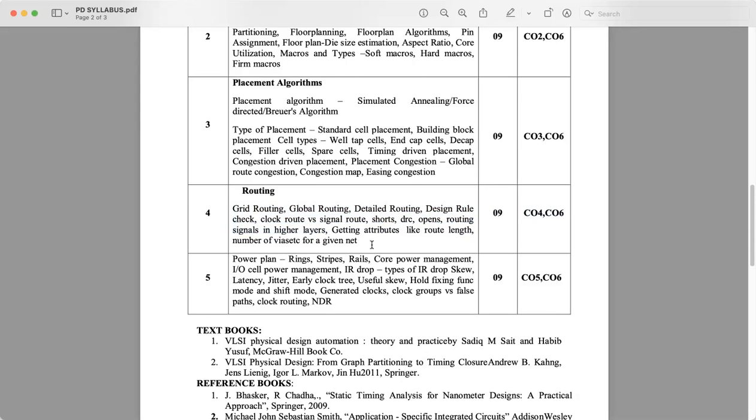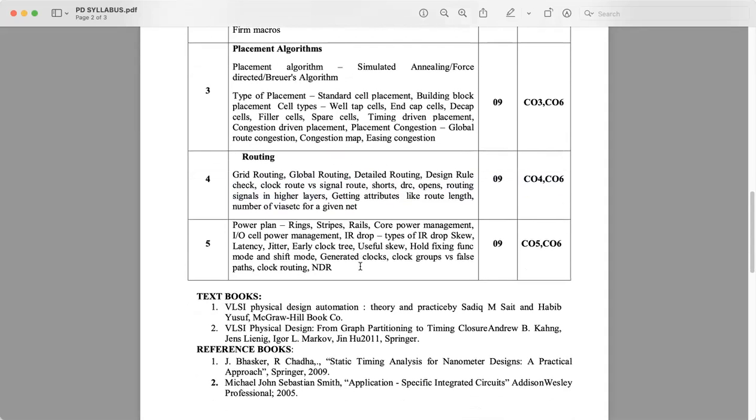for a given net. Next, with respect to power plan, we are going to see how many strips we are going to use, how many rings. These are all power rings, power strips, power rails. Next, how is the power management happening in the core? Then how are IO cells placed? Because whatever pins are placed should be connected properly for communication.